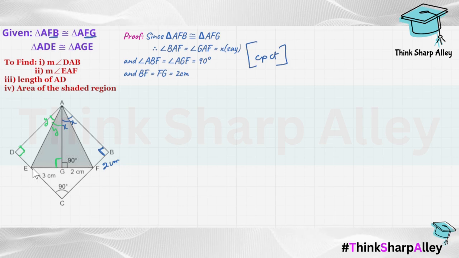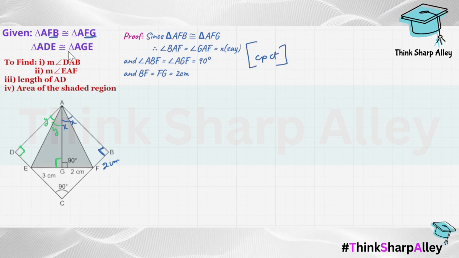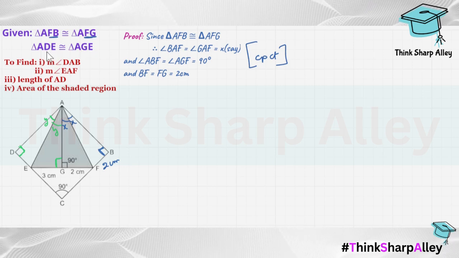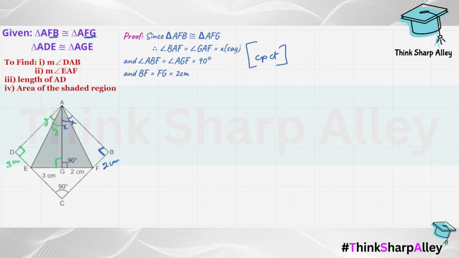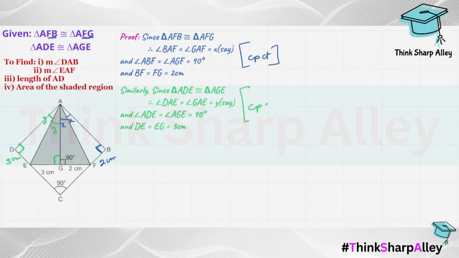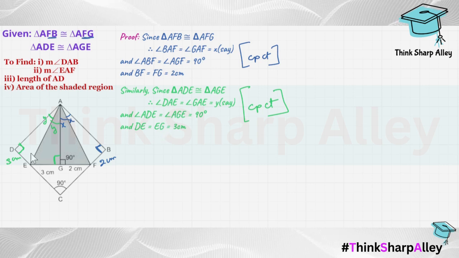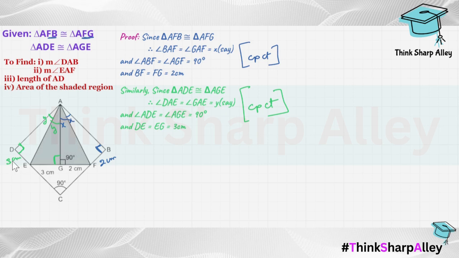And what else? EG is given to be 3 cm. So EG, that is last two letters, will be equal to ED of triangle ADE. So this part also becomes 3 cm. So let's write this down. Reason is CPCT, right? So 3 points we have written, 3 points are marked over here as well. As you can see, 2 angles and one side.